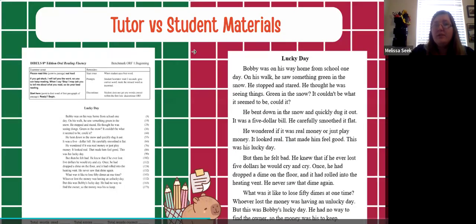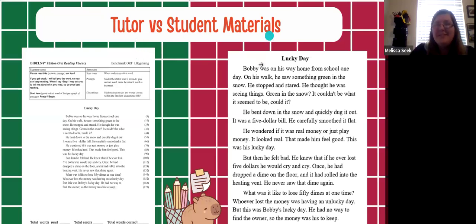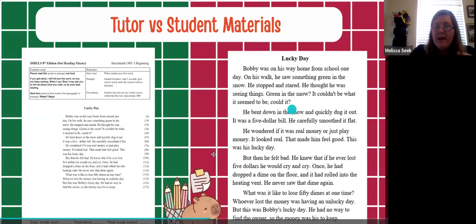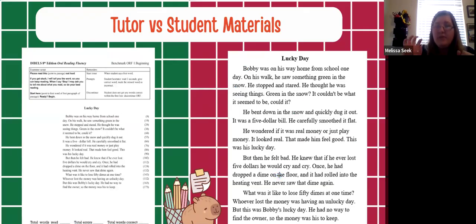Okay, so these are student versus tutor. You would mark that word wrong because I said it wrong. But on our tutor versus student materials, the one in front of the red is what the scholar will see. It's got bigger font. There are no numbers. It is just the passage. They can track it with their finger, they can pick it up and hold it, whatever makes it easier for them to read, they are welcome to do.